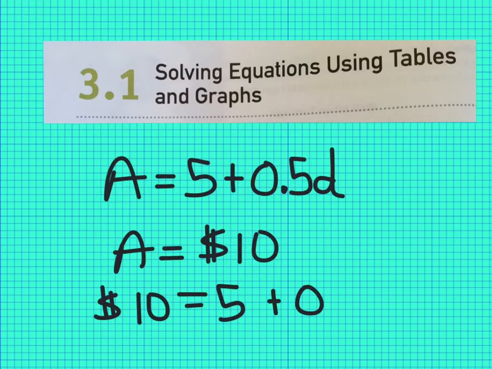starts with $5 and earns 50 cents every kilometer she walks, how many kilometers, or D, would she have to walk if A is 10? Those are the things you're going to be looking at today.